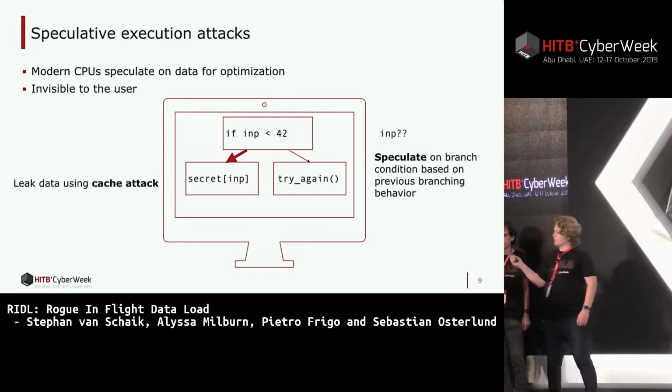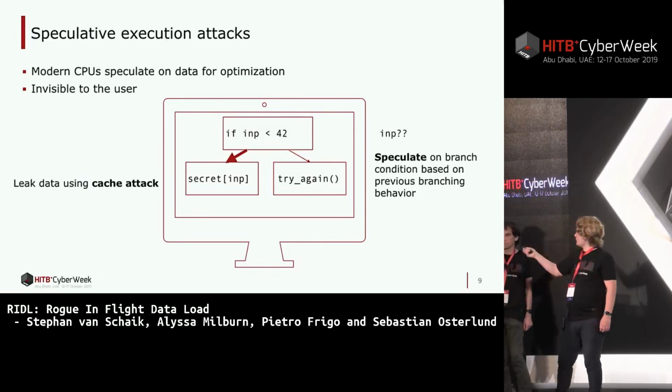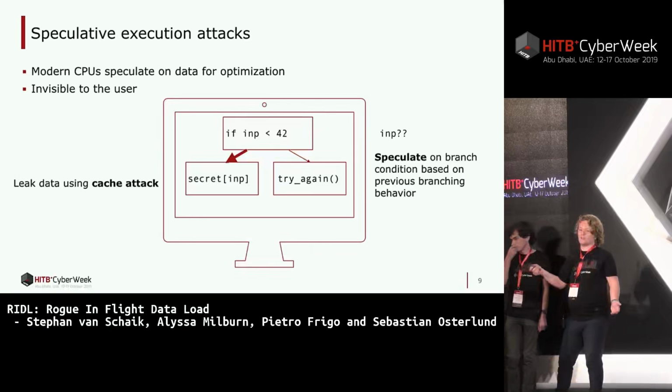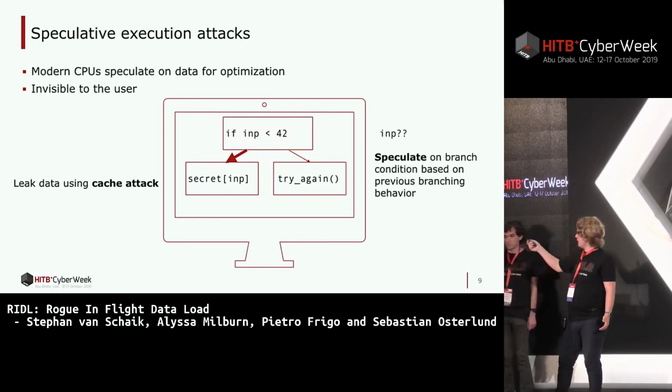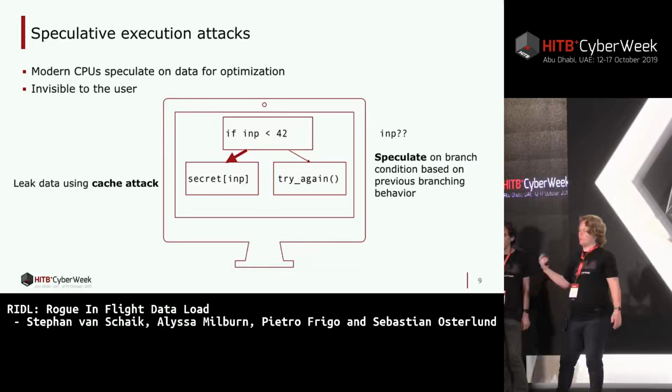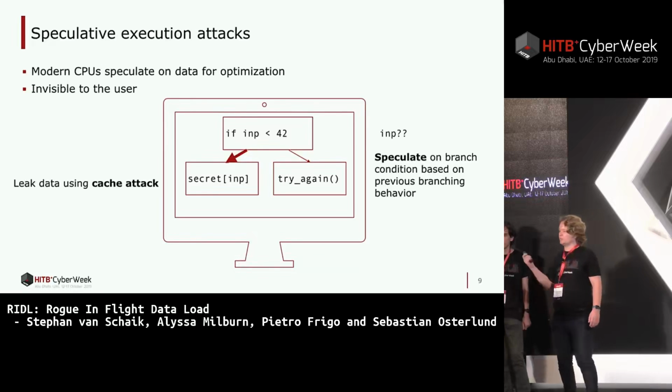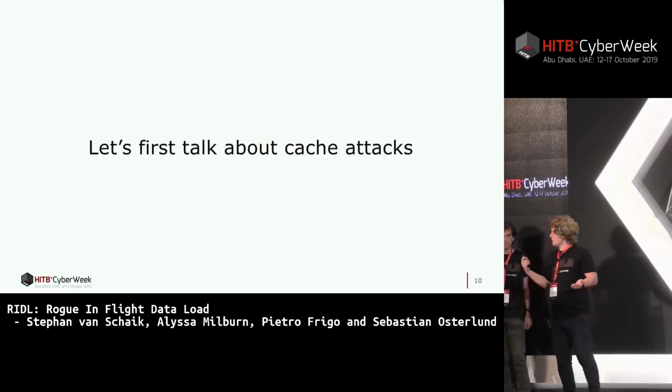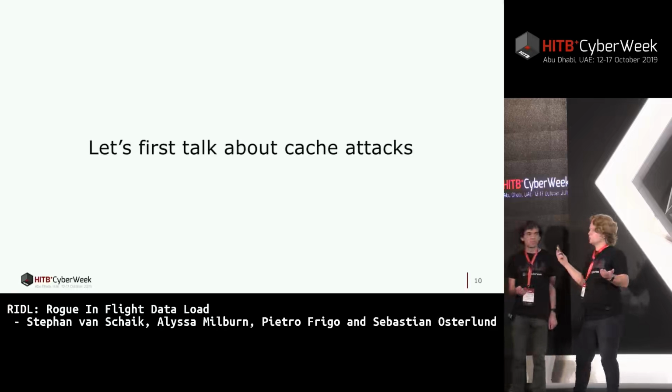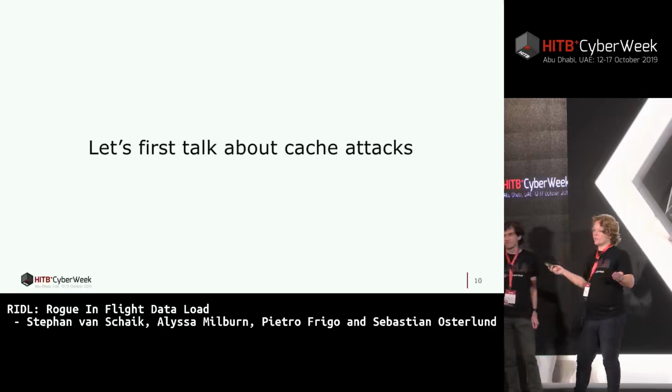The problem with this is that since this wrong path is executed, an attacker might leak the value that has been read in the speculative branch using a cache attack, and be able to leak sensitive information in this way. So now Stephan will give you a long introduction on cache attacks and all the background information required for these kinds of attacks.